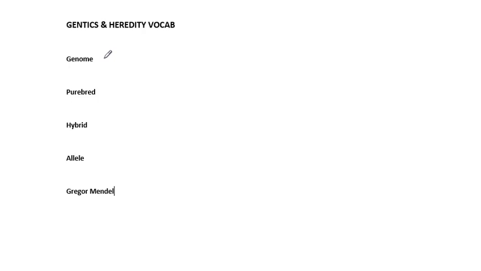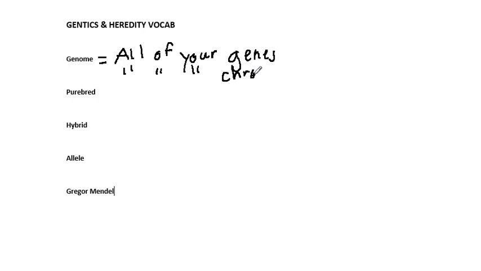We're going to do some more vocab here. Genome. What is the genome? Well, the easiest way to explain it in simplest terms is a genome is all your genes. All of your genes. You might also hear it is all of your chromosomes.